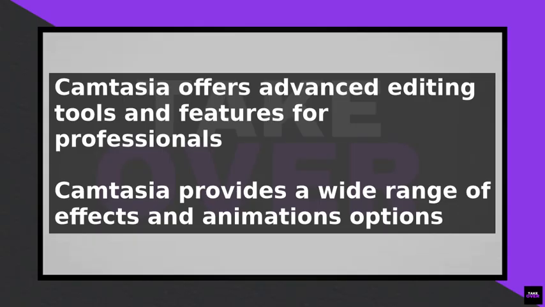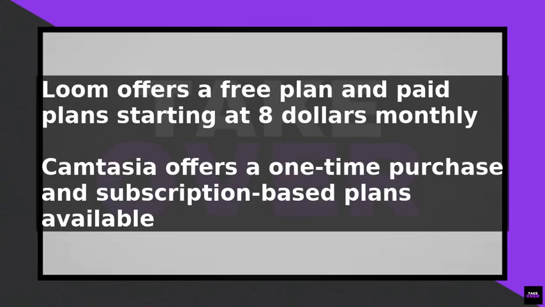When it comes to pricing, Loom offers a free plan, as well as several paid plans, starting at $8 per user per month. Camtasia, on the other hand, offers a one-time purchase option, starting at $249, as well as a subscription-based plan, starting at $29 per month.